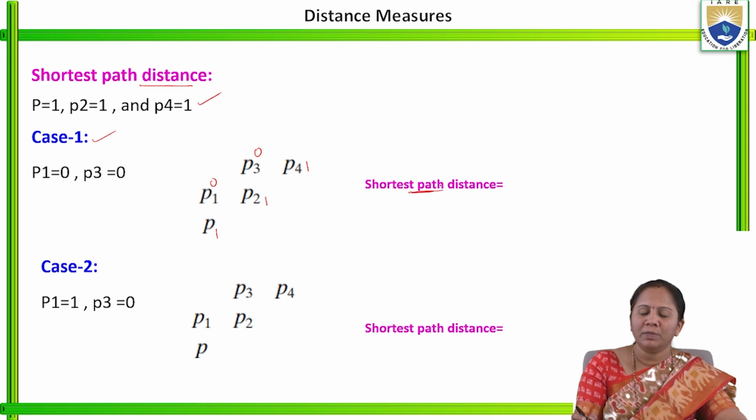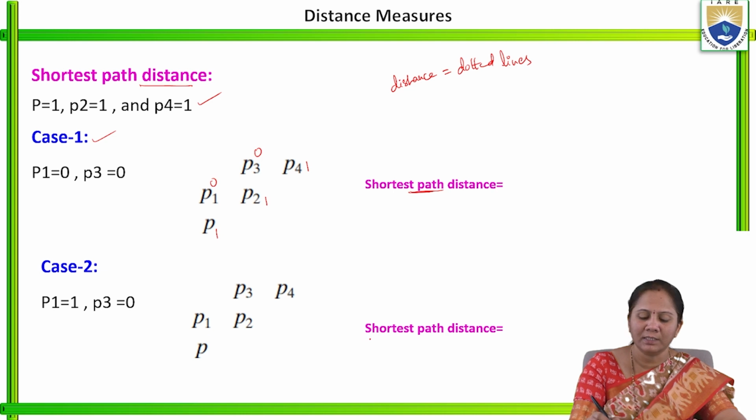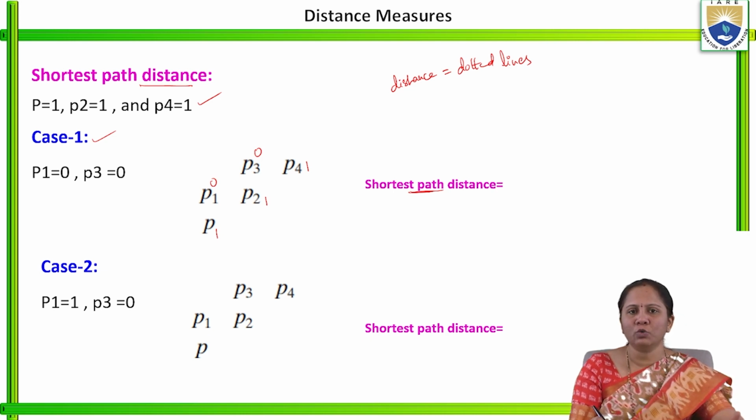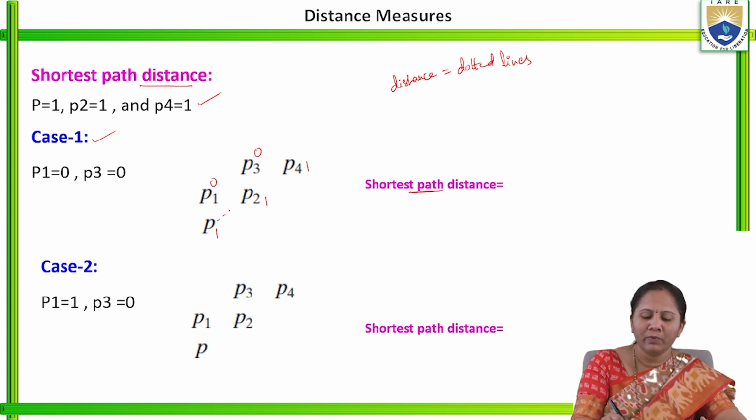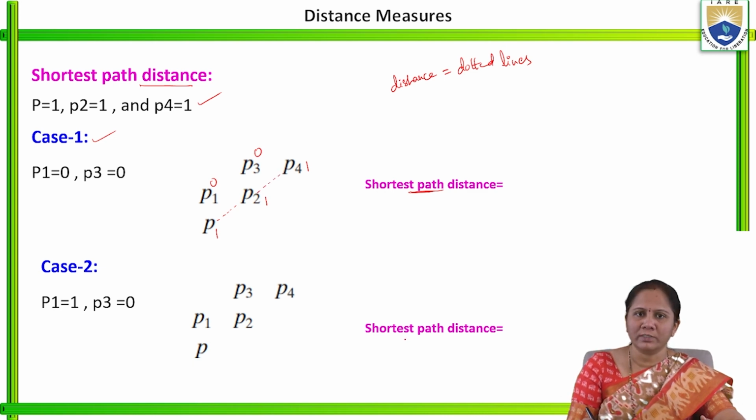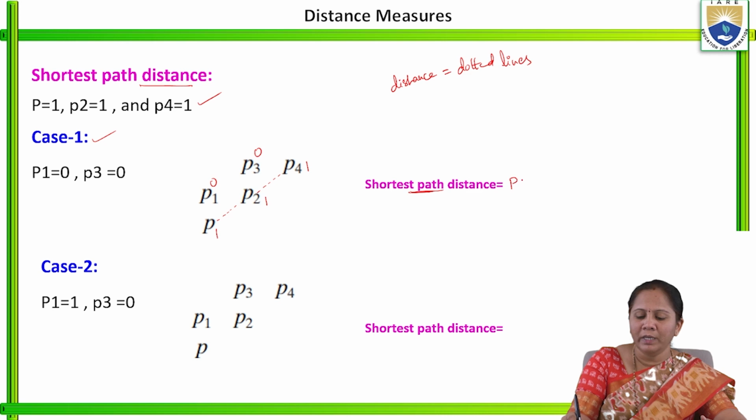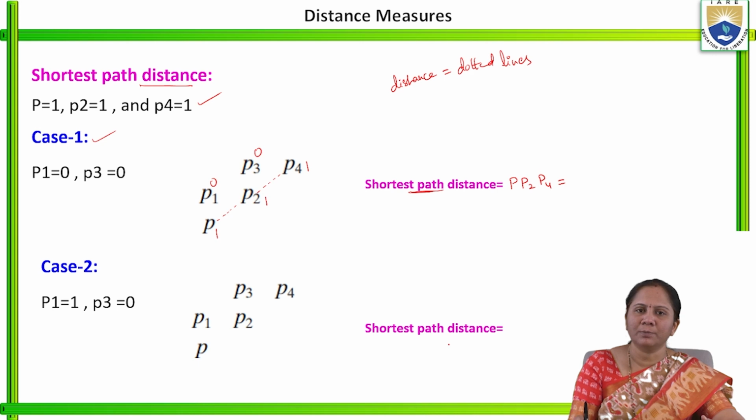So in order to measure the shortest distance, here I am indicating the distance with dotted lines. Let us consider here dotted lines are representing the path and the distance, and consider the distance between the 2 pixels is a unit distance, that is 1. So here from P to P2 and from P2 to P4. So this is the shortest distance. So the path is here P, P2, P4. This is the shortest path.